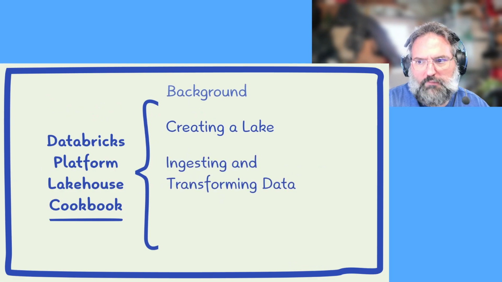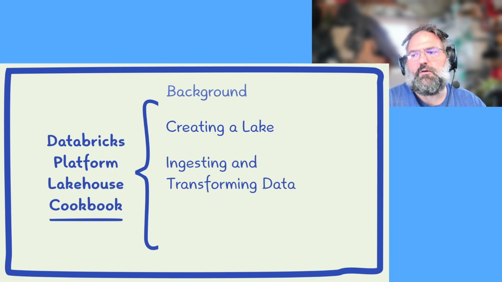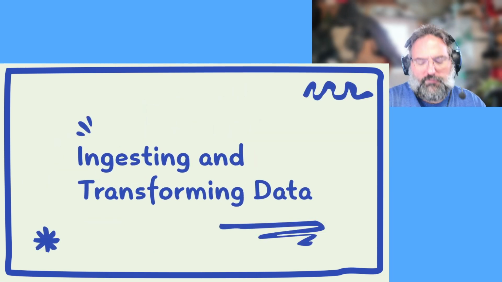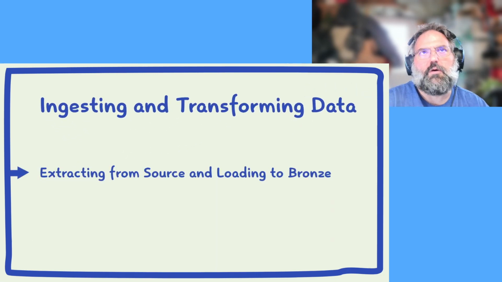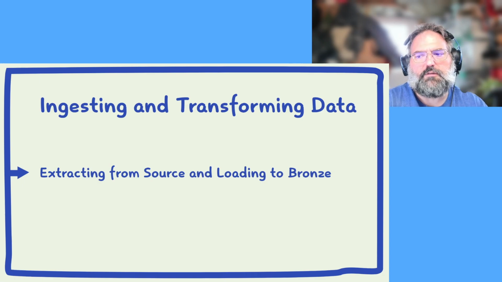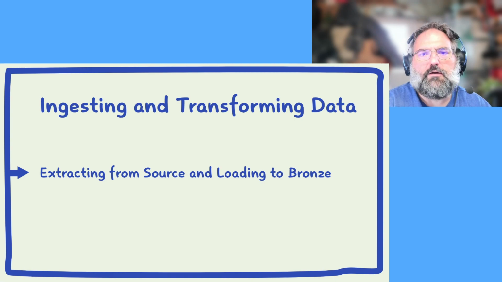So you've got a lake that's set up, you know a bit of where you're going to get your data, and then what you're going to do with it. So that moves us to the next section, which is around ingesting and transforming data. And these are where we go out and grab data from a source system and load it into the bronze layer. The bronze layer is relatively simple to understand.